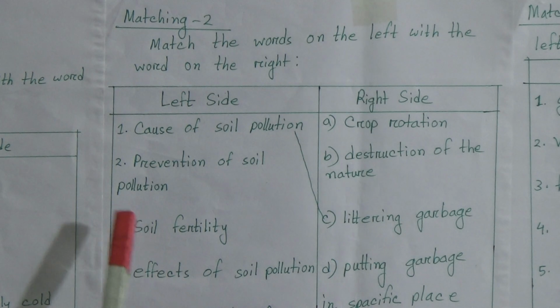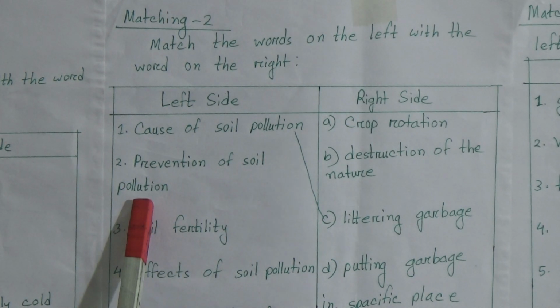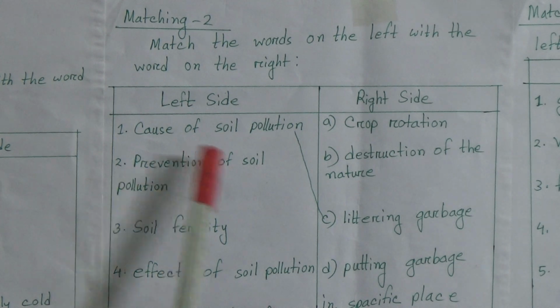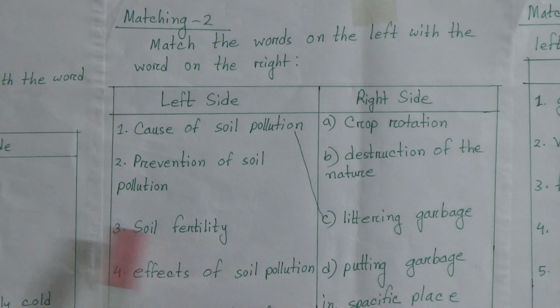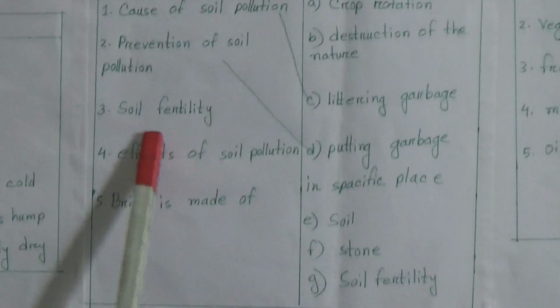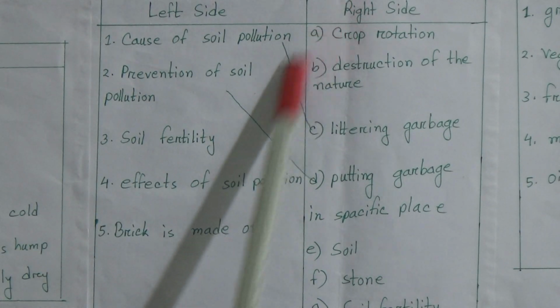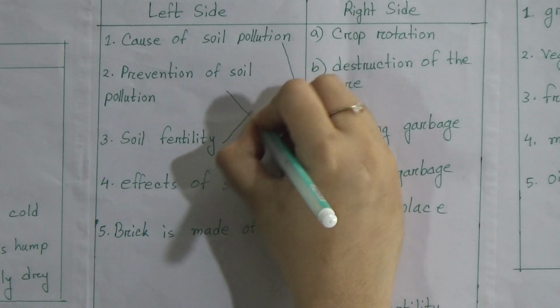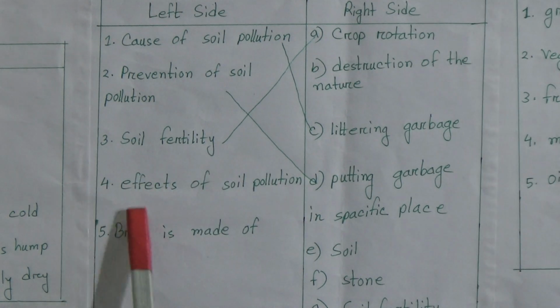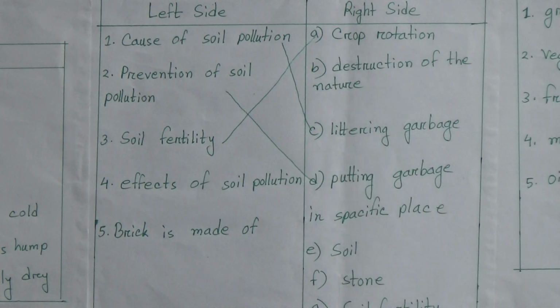And 2 number, prevention of soil pollution. How will you prevent soil pollution? It will be matched with putting garbage in specific place. It will be matched with, here is a D number. 2 will match with D number. And 3 number, soil fertility. Soil fertility, it will be matched with crop rotation. 3 number will be matched with A number. And 4 number, effects of soil pollution. Effects of soil pollution is destruction of the nature.